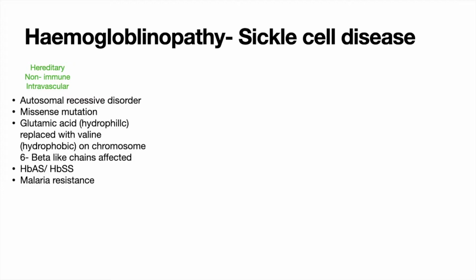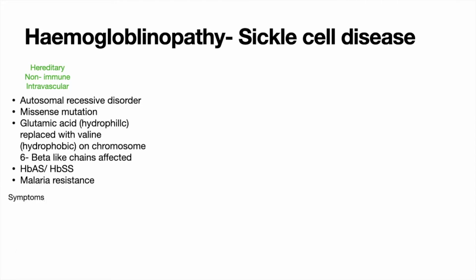So what I mean by that is that we have glutamic acid, which is hydrophilic, and valine, which is hydrophobic. And because these two have different properties, it's known as the non-conservative mutation. And in this case, it's the beta-like chains that are affected. So if you remember, adult hemoglobin has 2 alpha chains, 2 beta chains, and so we have the beta ones affected here. And so if that one gene is affected, then it's written as HbAS, and if both are affected, then HbSS. And patients who have sickle cell disease do also typically have some malarial resistance.